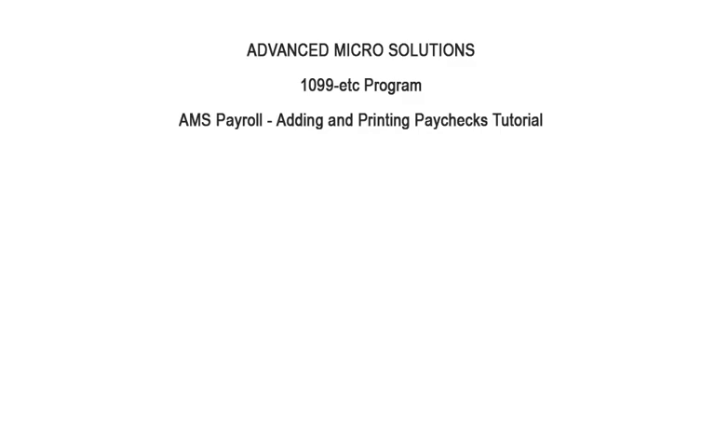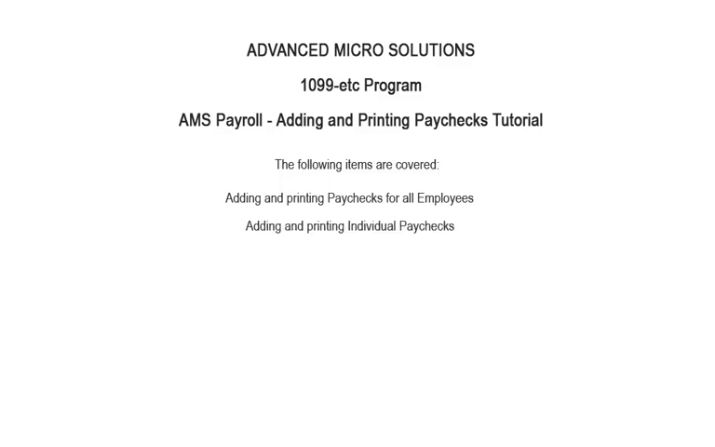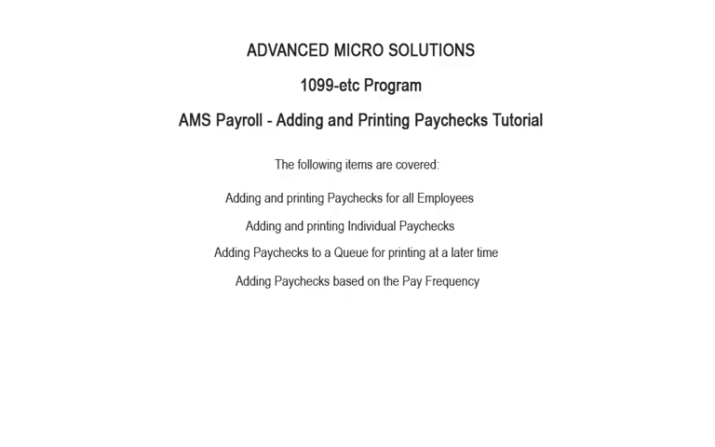This tutorial covers adding and printing checks in AMS Payroll. The following items are covered: adding and printing paychecks for all employees, adding and printing individual paychecks, adding paychecks to a queue for printing at a later time, and adding paychecks based on the pay frequency. At this point, the payer and the employees have been set up.